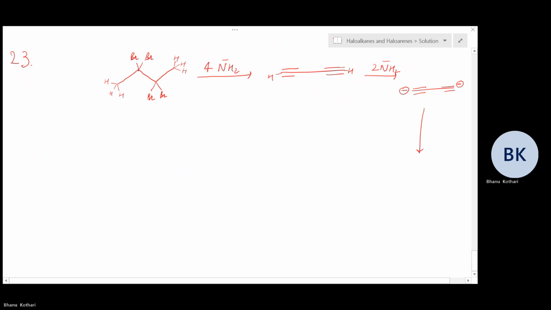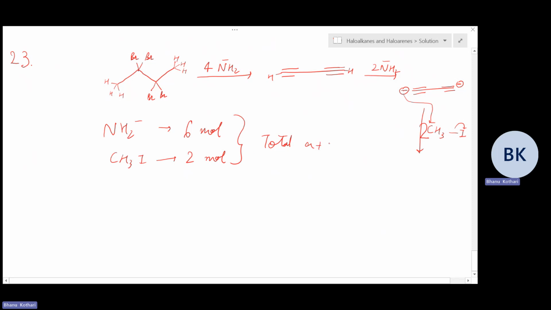And finally, when CH3I is reacted, this will attack on CH3, I minus will depart. This will also attack on a separate molecule of CH3I and this will depart. So 2 moles of CH3I will be required. So NH2 minus 4 moles here and 2 moles here, 6 moles is required. And CH3I 2 moles are required. What is the total number of moles? A plus B is equal to 8.